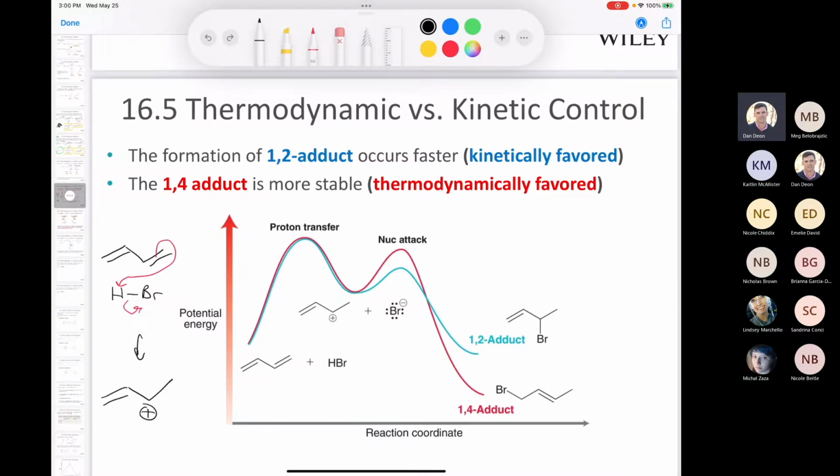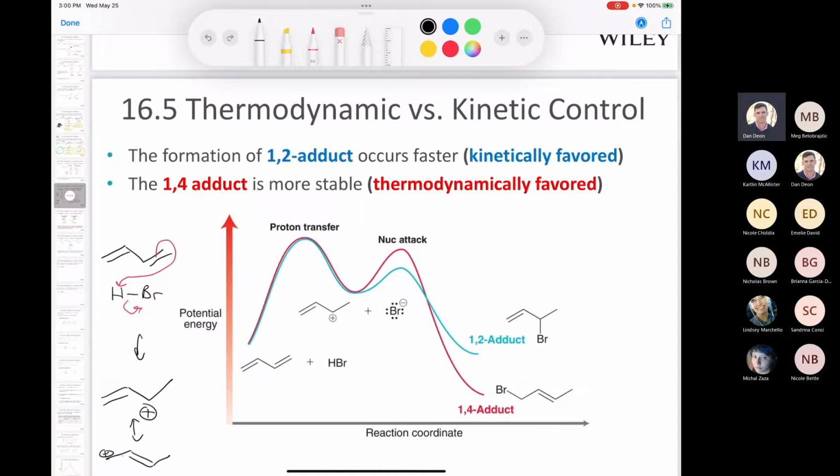However, we know that there is resonance, isn't there? We know that there's another resonance structure for this where we could have the double bond here and have the positive charge on the end. So if we just think about this carbocation, this secondary carbocation, well, you see the activation energy to get to the 1,2 adduct is lower than the activation energy to get to the 1,4 adduct.